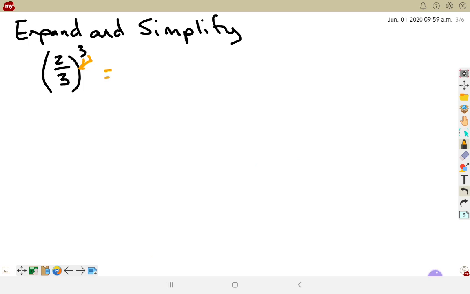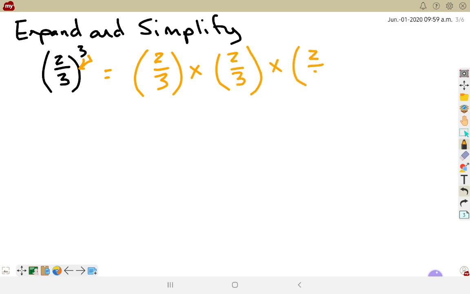Since it's touching that set of brackets, everything in the brackets is part of the base, and everything inside the brackets is repeated in this multiplication. Now, since I'm multiplying 2/3 by 2/3 by 2/3, the brackets don't really do anything. I'm allowed to multiply and divide in whatever order I like, so the brackets could be removed. Now this really just becomes the multiplication of 2/3 and 2/3 and 2/3.